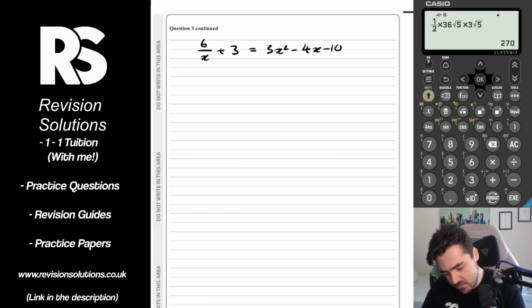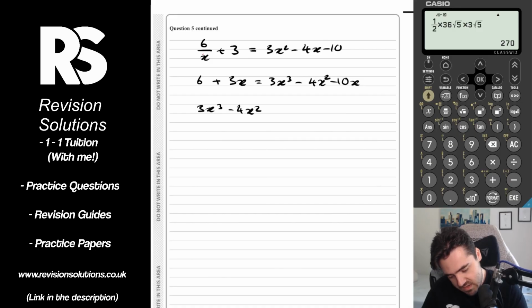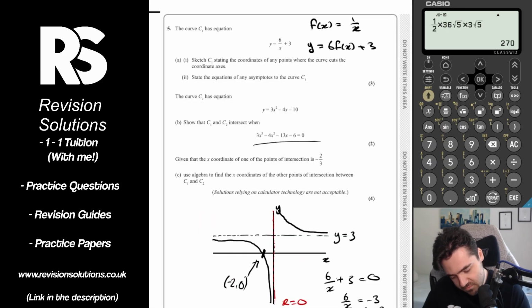Straight away, I want to deal with this 1 over x, so let's multiply both sides of the equation by x. That turns the first term just to 6, and the right side would be 3x cubed minus 4x squared minus 10x. Then let's collect all the terms on the right-hand side. We'd have 3x cubed minus 4x squared, minus 10x minus another 3x, so that's minus 13x. Then take the 6 over the other side, minus 6 equals 0, which was what they asked for.